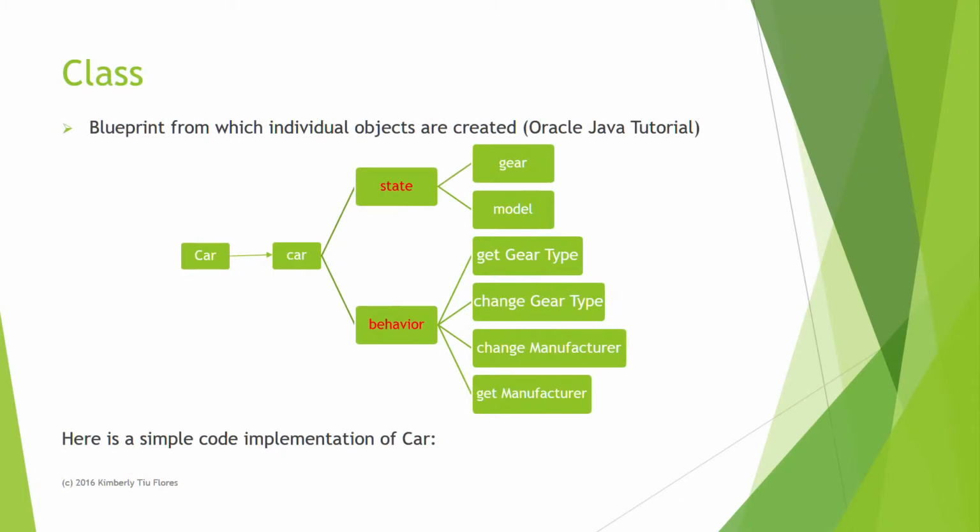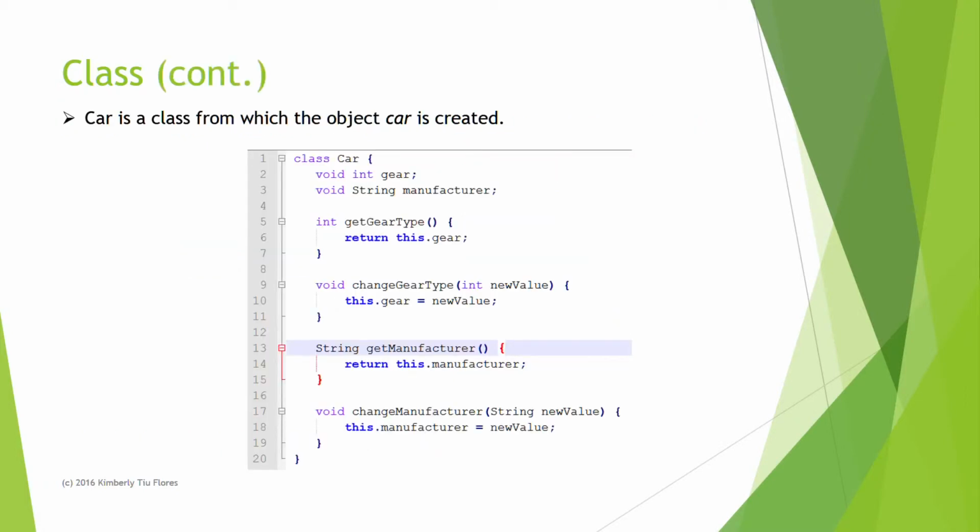What is a class? Based on the Oracle Java tutorial, a class is the blueprint from which individual objects are created. In our previous example, we say that the car is an object. Furthermore, car is also an instance of the class Car. It may sound confusing, but here is a simple code implementation of the class Car. The syntax will be discussed in the next chapters. Meanwhile, the class Car is going to be the blueprint of your object car.